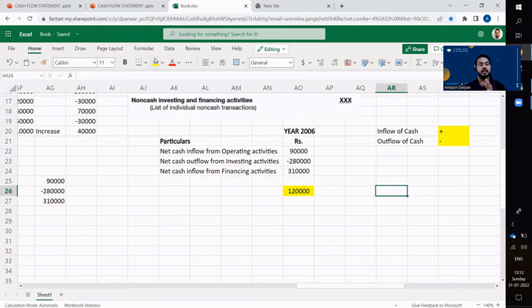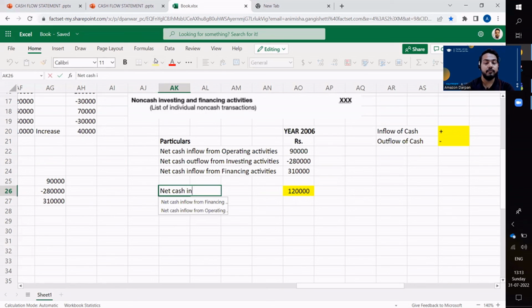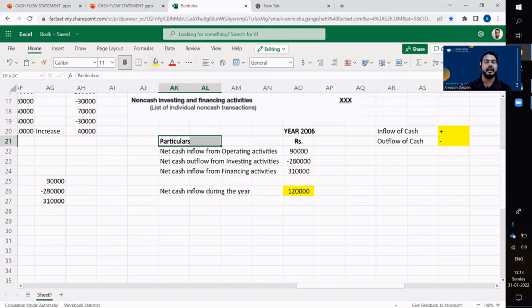There were three types of activities. One activity ensured that there is inflow, the second activity led to outflow, and the third activity again led to inflow. So the net cash inflow during the year, we'll name it this way, because it is from all the activities, the sum total of all the activities.